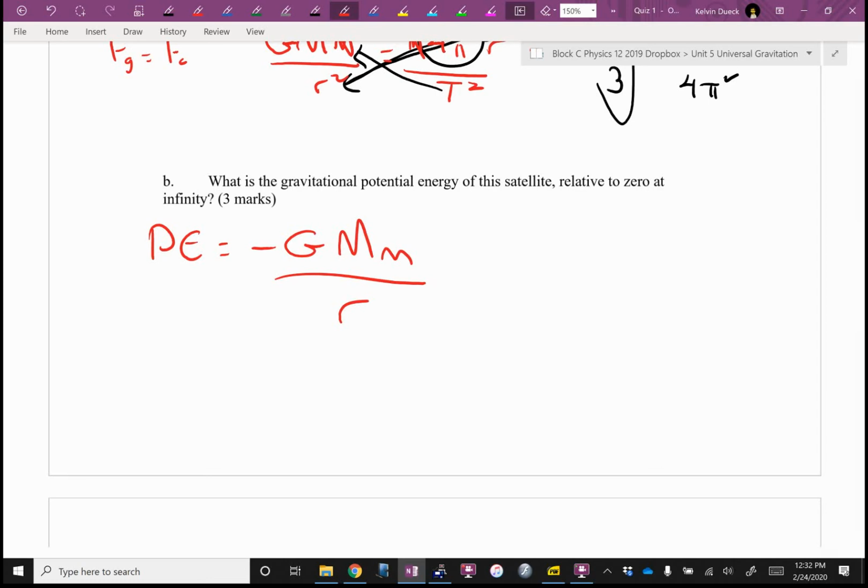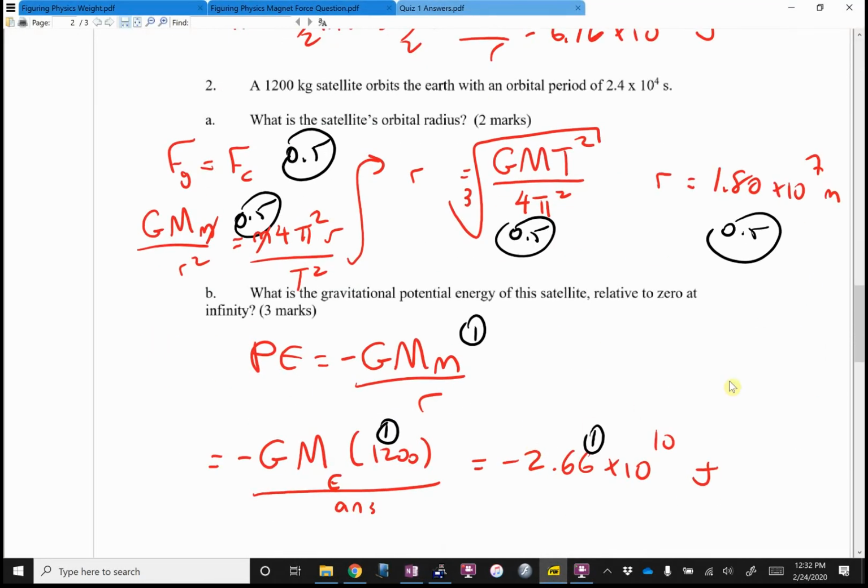mgh, where is potential energy zero? On the ground. Okay. So you're going to use your R value right from there. And otherwise, it was careful plug and chug. I got negative 2.66 times 10 to the 10th joules. If you got that, 3 out of 3. Mr. Dewick, how can we have negative potential energy? Here's what it's saying. If I wanted to get this out to infinity, where there's no potential energy, I would have to add that much rocket fuel. I would have to burn 2.66 times 10 to the 10th joules of rocket fuel to get all the way out to infinity.